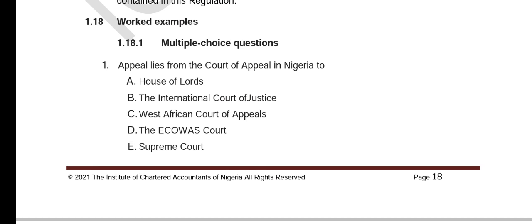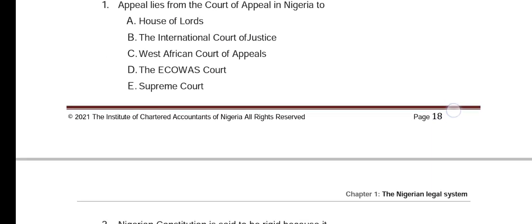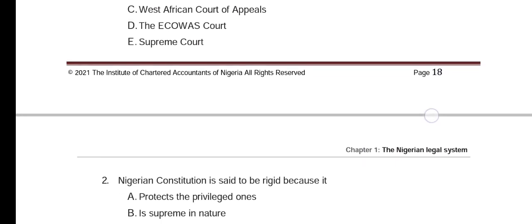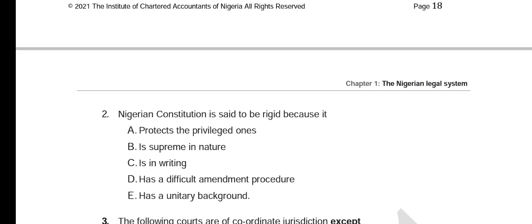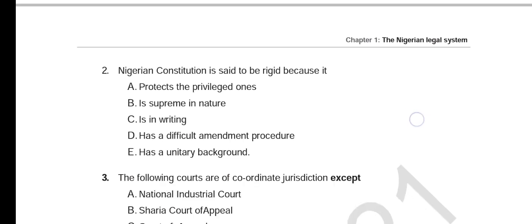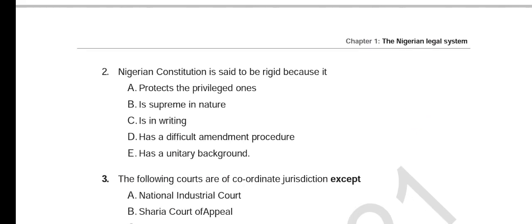Where else can you go? The right answer there is the Supreme Court. Yeah, the Supreme Court is where you go, because that's now the next hierarchy over the court of appeal. The next question is, the Nigerian constitution is said to be rigid because the answer to it is C. It's rigid because it is in writing. Yeah, when it is in writing, it's more or less not that easy to amend.